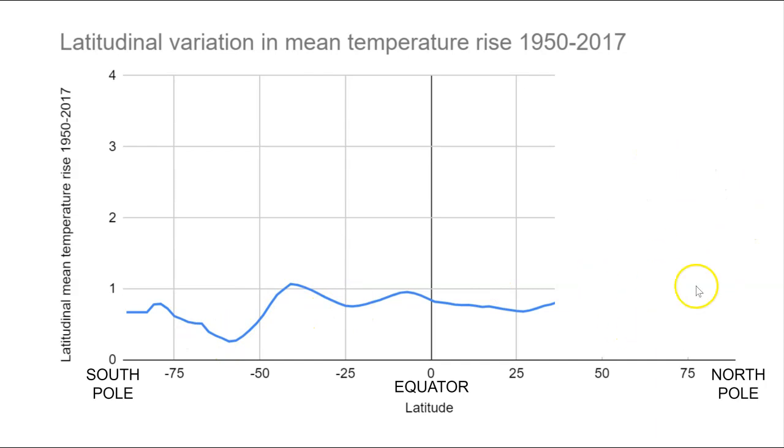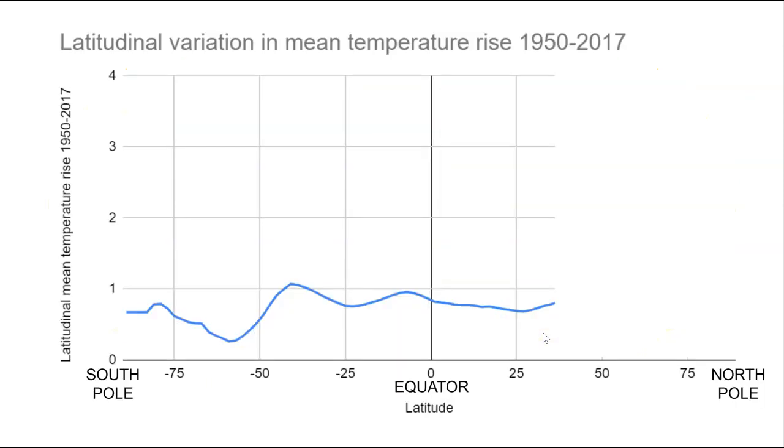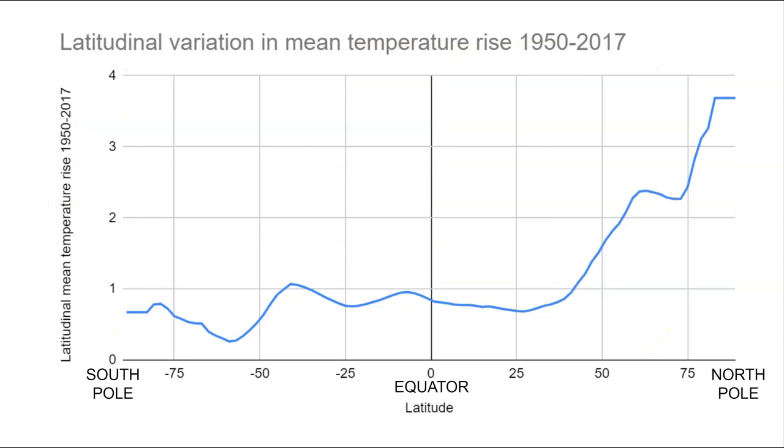This area here is blanked out. I wonder, on the basis of this map, can you predict what this graph is going to do? Let's have a look. Whoa. So at 55 degrees north, where Portrush is, that lovely little restaurant many will have been to, temperatures are about 1.6 degrees warmer. That's the temperature rise from 1950 to 2017.